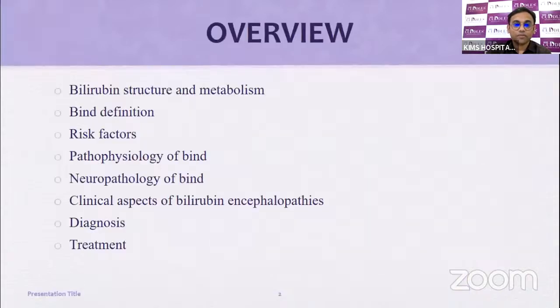The overview of my topic is, first we'll discuss bilirubin metabolism. We'll discuss BIND and its definition. We'll discuss the risk factors for it, then the pathophysiology and neuropathology of BIND, various clinical aspects of bilirubin encephalopathy, and how we diagnose it and how we treat the condition.